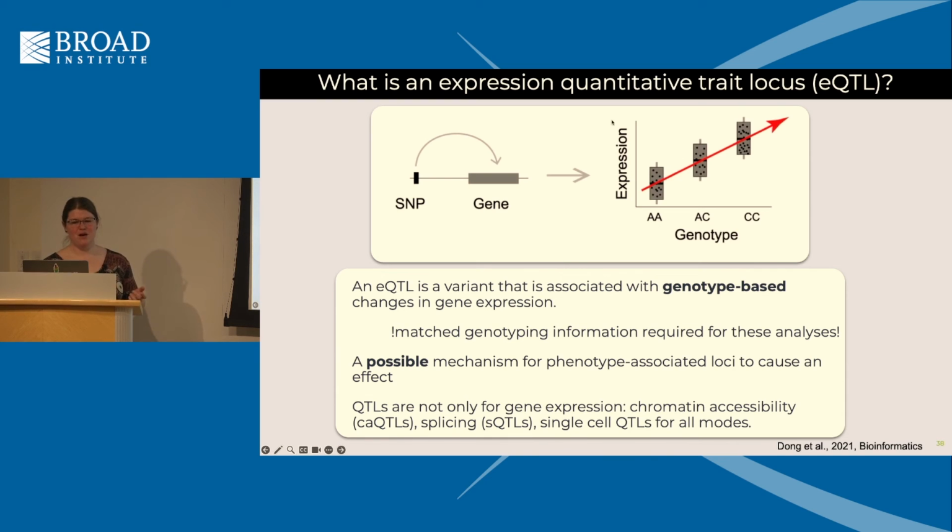But the thought is that you have expression, and you have a genotype, and if someone has AA, they have fairly low expression. If someone has AC, they have intermediate expression. If someone has CC, they have high expression. You could think of these as ref and alt, and I'm just putting in genotypes here. Generally, gene expression will increase or decrease across these genotypes. It's a possible aspect of a mechanism for phenotype-associated loci, or GWAS-associated loci, to cause an effect.